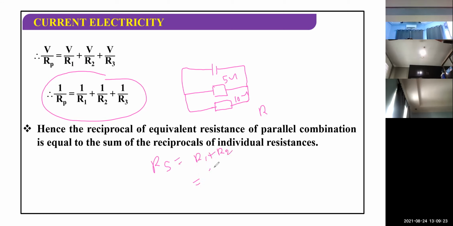This is 5 plus 10 equal to 15. 15 is the answer, but that answer will be wrong because this is not series combination. This is a parallel combination. What is the equation for parallel combination? You can find. This is the equation. What is R1? 1 by 5. What is R2? Like I will write here.